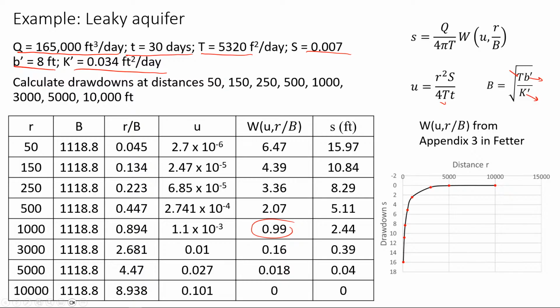Yeah, and now you have an equation. Now this is easy. So here, this value is like 1 or 0.99, for example. Q is given, T is given, then that S would be like 2.44 feet. So the drawdown near 50 feet away from this pumping is about 16 feet. About 1,000 feet away from this pumping, it is about 2.44 feet.